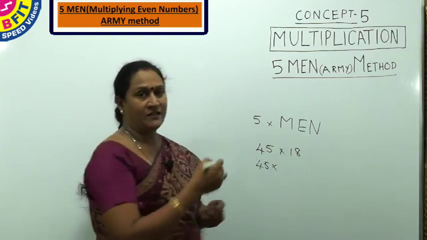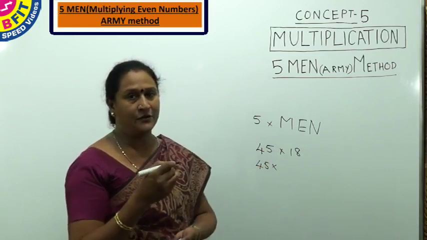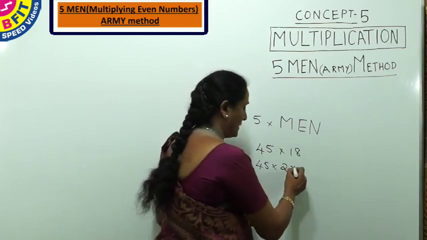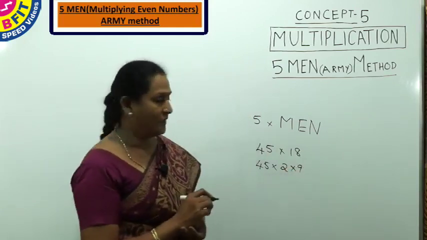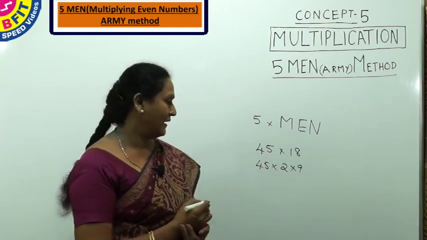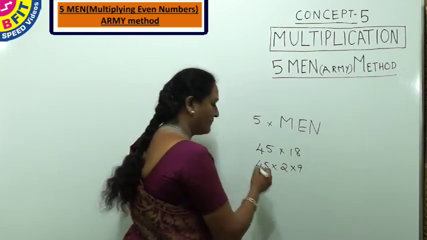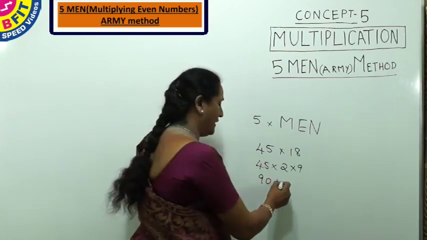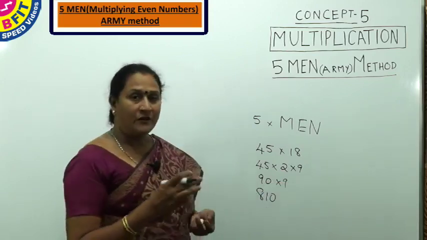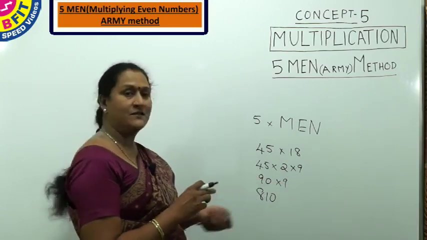So instead of multiplying with this 18, as it is an even number, definitely we'll have a factor 2. Split that 2 from this 18, and we have made our work easier by splitting this even number into 2 into the other factor 9. Now multiplying 45 and 2, 45 into 2 is 90. And what is the product of 90 and 9? It is 810. So without multiplying 45 and 18 directly, by splitting, we get the answer as 810.